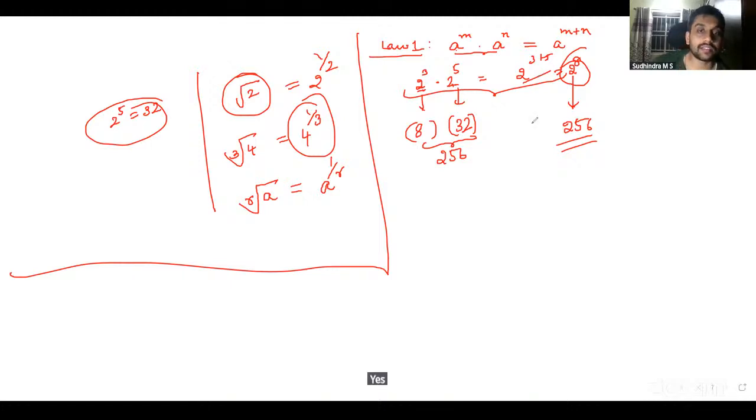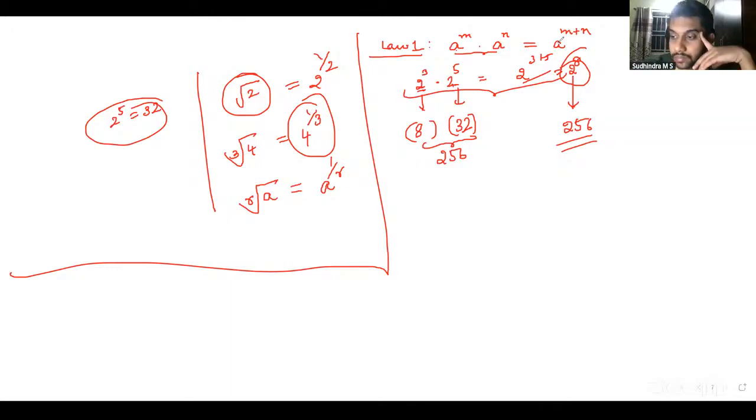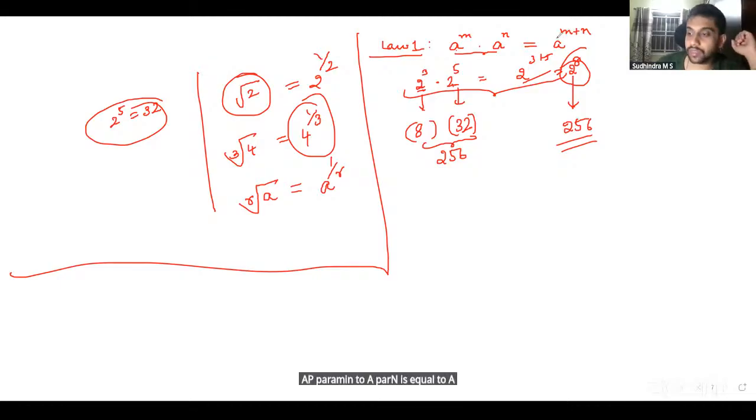Yes, sir. Can we write this down? Indices. Below that, first law: a power m into a power n is a power m plus n.